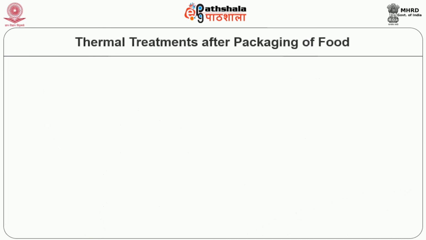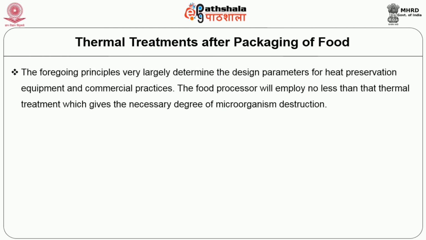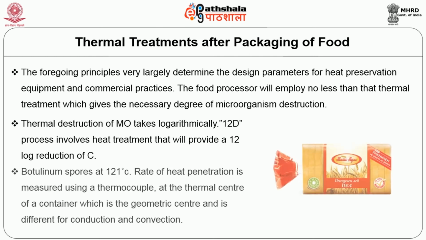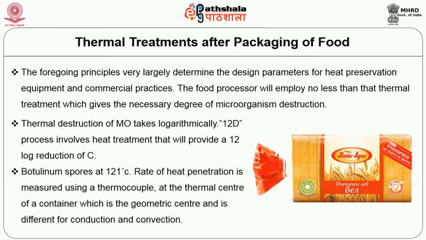The next is thermal treatment after packaging of food. The foregoing principles very largely determine the design parameters for heat preservation equipment and commercial practices. The food processor will employ no less than the thermal treatment which gives a necessary degree of microorganism destruction. The thermal destruction of microorganisms takes a logarithmic 12D process. It involves a heat treatment that will provide a 12 log reduction of Clostridium botulinum spores at 121 degrees Celsius.